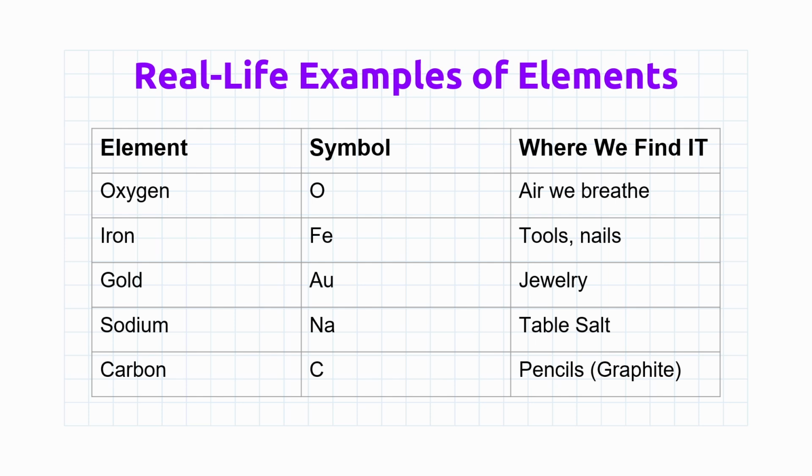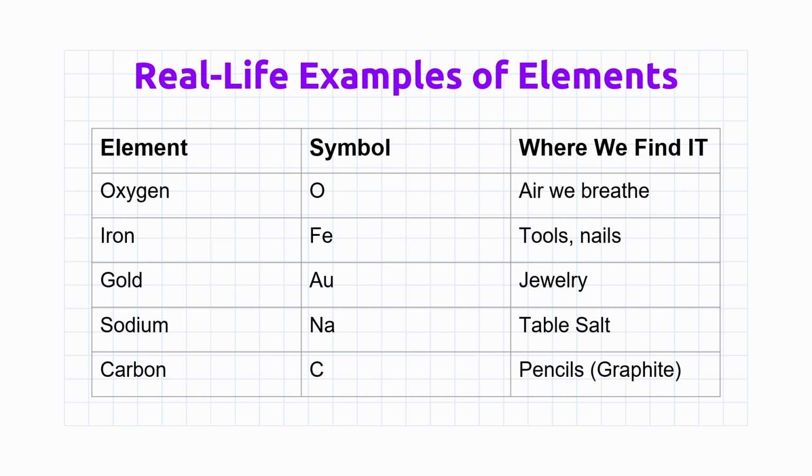Now, let's look at some real examples of elements that we use or encounter every day. First up is oxygen with symbol O. We find it in the air we breathe. Next is iron, symbol Fe. Iron is a strong metal used in buildings, tools, and even in your blood. It helps carry oxygen around your body.